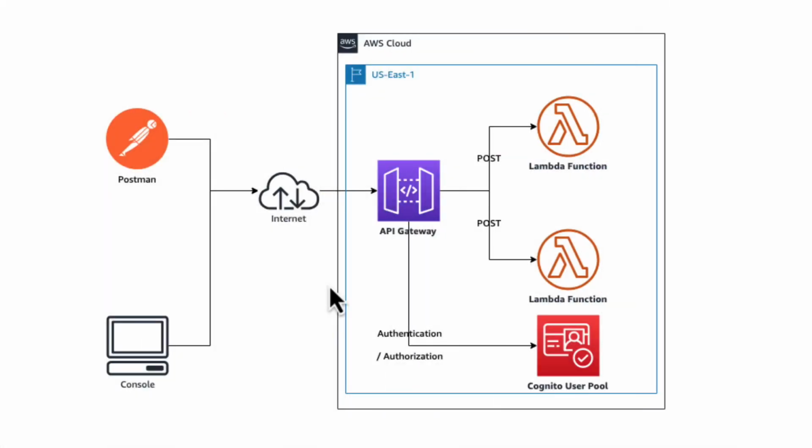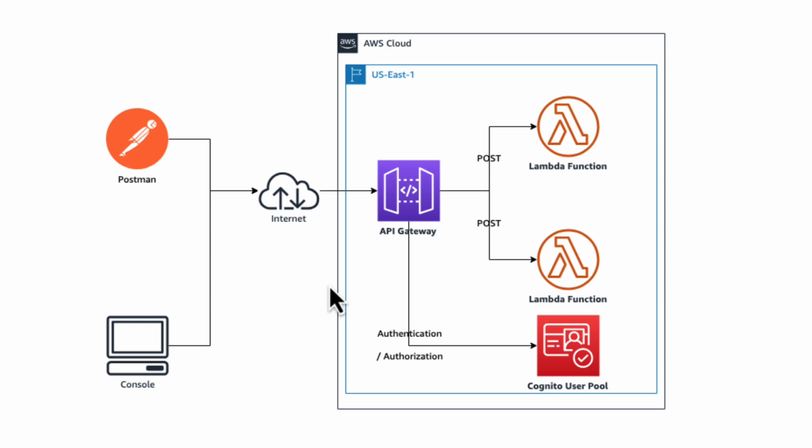API Gateway is a fully managed service that makes it easy for developers to create, publish, maintain, monitor, and secure APIs at any scale. API Gateway acts as a front door to applications. It can handle RESTful APIs, HTTP APIs, or WebSocket APIs.